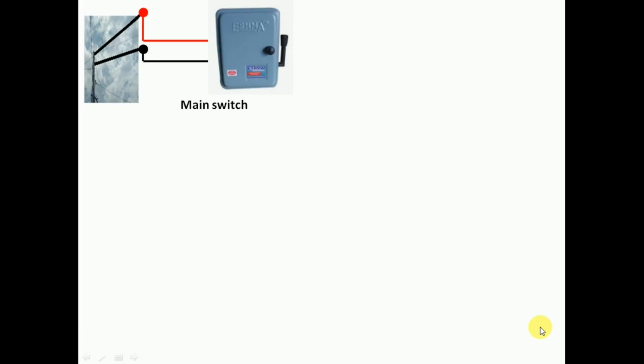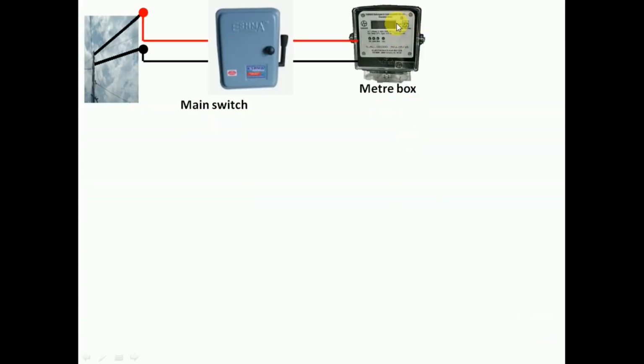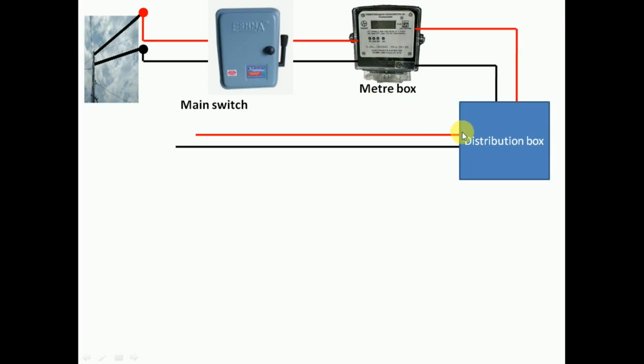So now after the main switch, we have the meter box. Meter box is a device which measures the electrical energy consumed by us, and it measures energy in kilowatt hour. So you can see out here kilowatt hour is written. Then comes the distribution box, from where we give the connection to each room of our house, and we give 2 connections to each room.